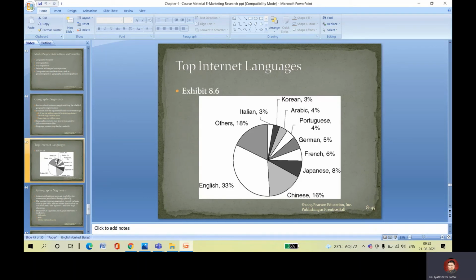So you can see here the top internet languages. English is the highest at 33%, then Chinese 16%, Japanese 8%, French 6%, German 5%, Portuguese 4%, Arabic 4%, Korean 3%, Italian 3%, and other languages 18%. Generally the prominent leader is the English language, one of the prominent leaders for the market, so they want to streamline the overall process.